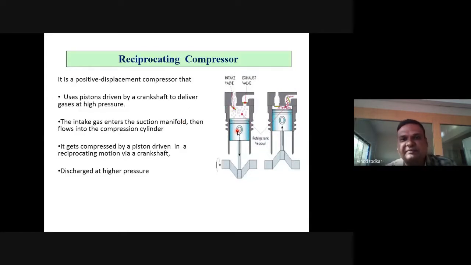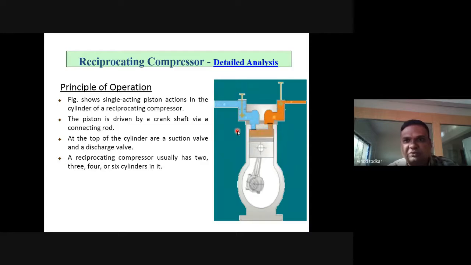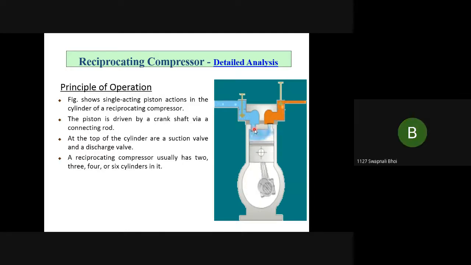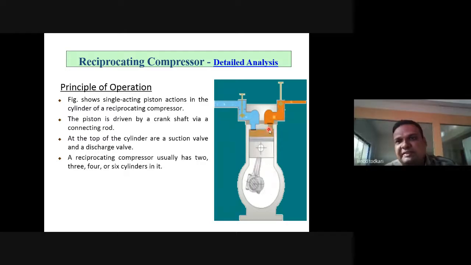Now see, this is the piston. I will show you one more so that the concept will be clear to you. This is called the piston. This is called the cylinder. This wall is called the inlet wall. This is the outlet wall. This is the suction line and this is the delivery line. Or this is input and this is output. Or this is air at the inlet and this is air at the outlet.